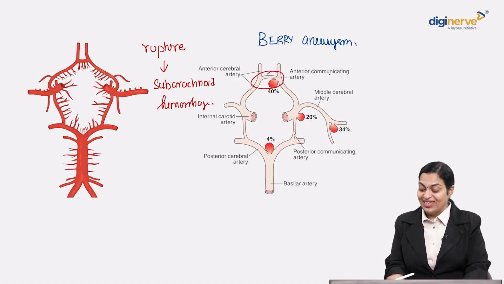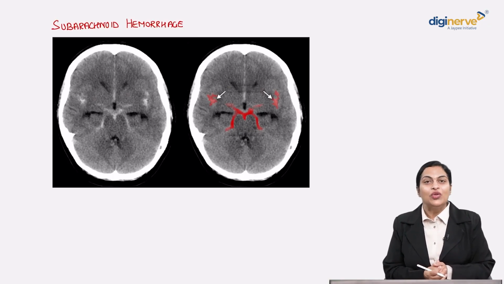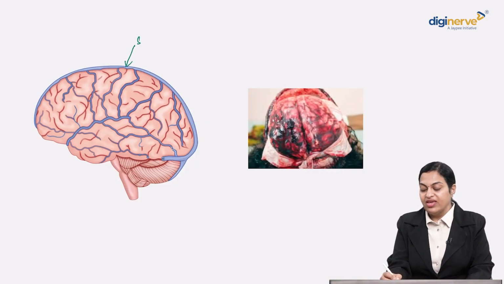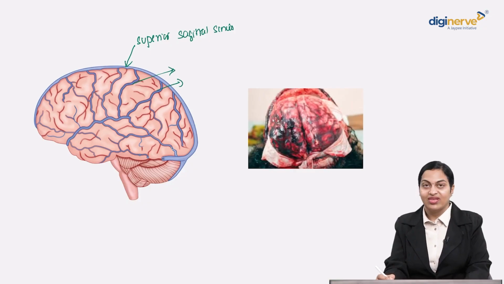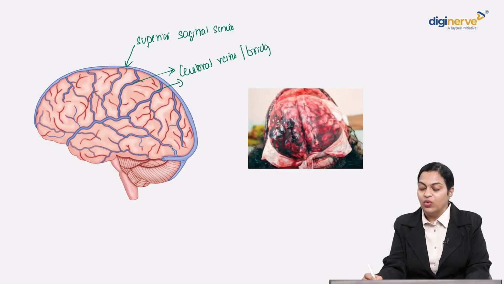Fine. So this is an image showing you blood in the interpeduncular cistern in case of subarachnoid hemorrhage due to rupture of a saccular aneurysm or the Berry aneurysm of circle of Willis. This is the superior sagittal sinus. Can you tell me what are these veins draining into the superior sagittal sinus? The cerebral veins. They are also called bridging veins.